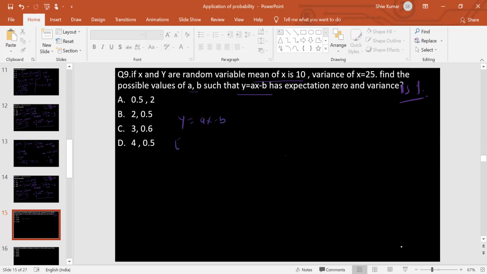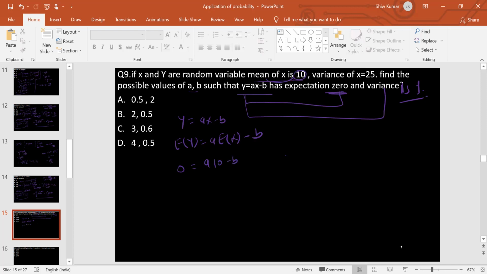You take the expectation. The expectation of Y is equal to a into expectation of X minus b. So see, the expectation of Y is how much is given? 0. The expectation and the variance of Y are given. So the expectation of Y is 0 equals a into the expectation of X, which is given as 10, minus b. So this is equation number 1: 10a minus b is equal to 0.